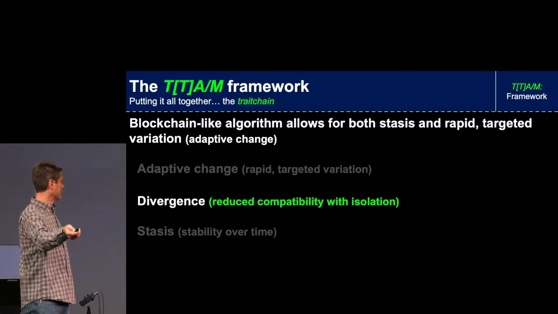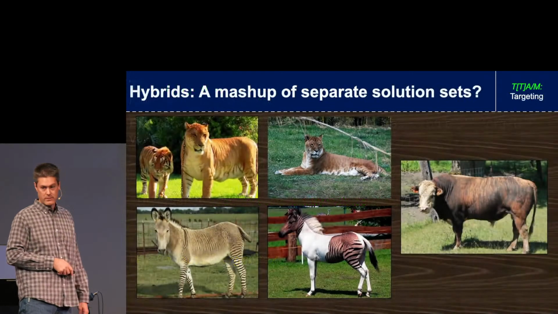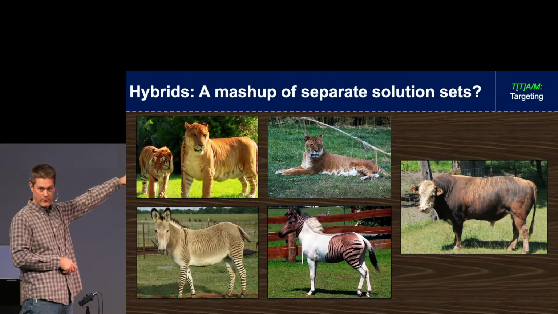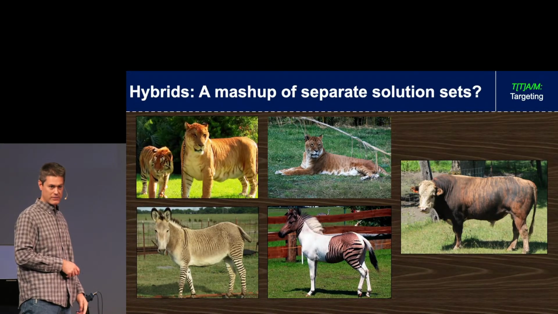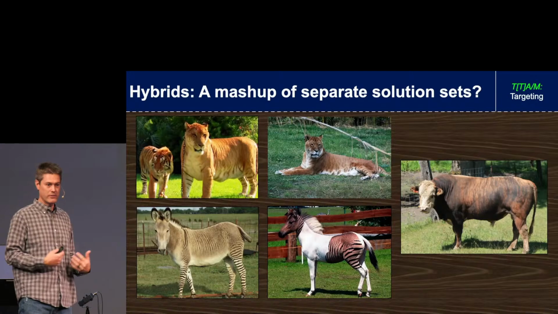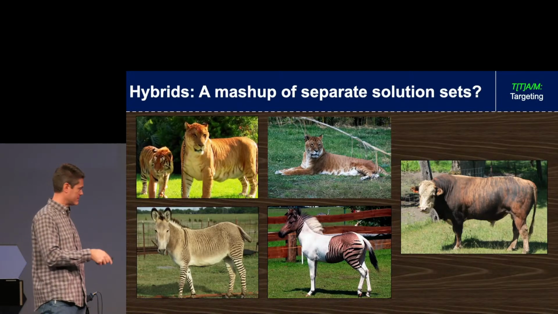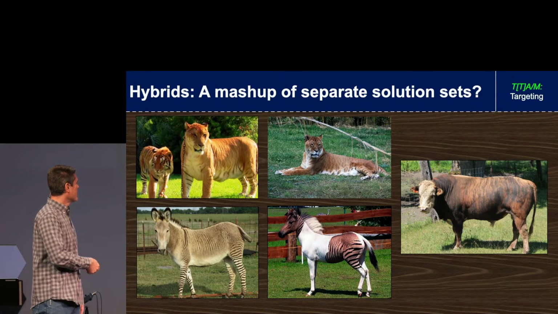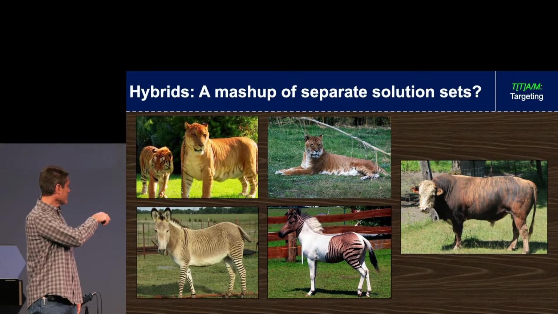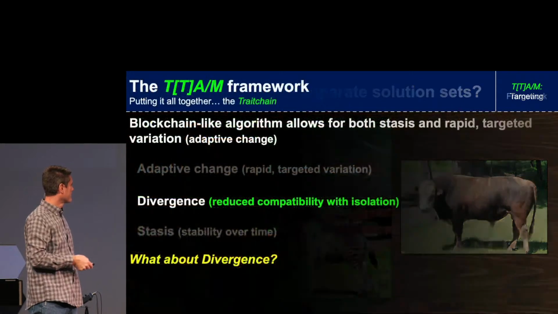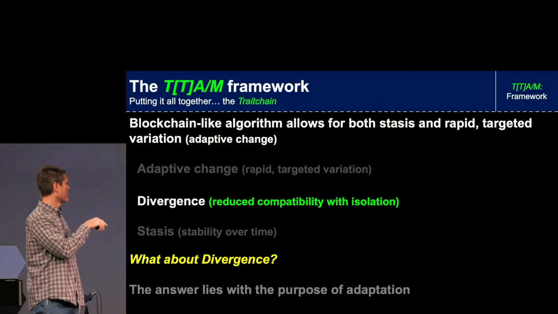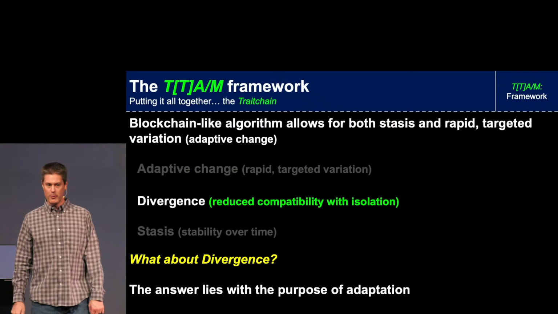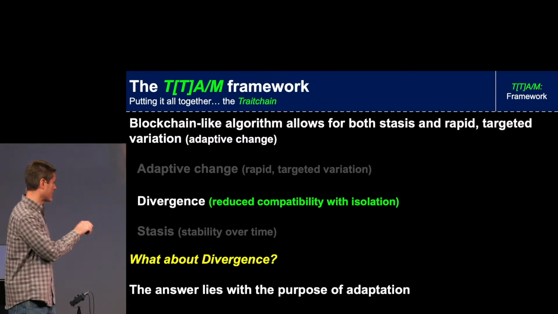So what is causing divergence? Remember these hybrids, mashups? It looks kind of like two solution sets sort of stuck together, non-overlapping. It ends up looking a little weird, like you slam two things together that don't really belong together. Well, the answer to that lies in the purpose of adaptation. So I'm going to talk about that real quick.